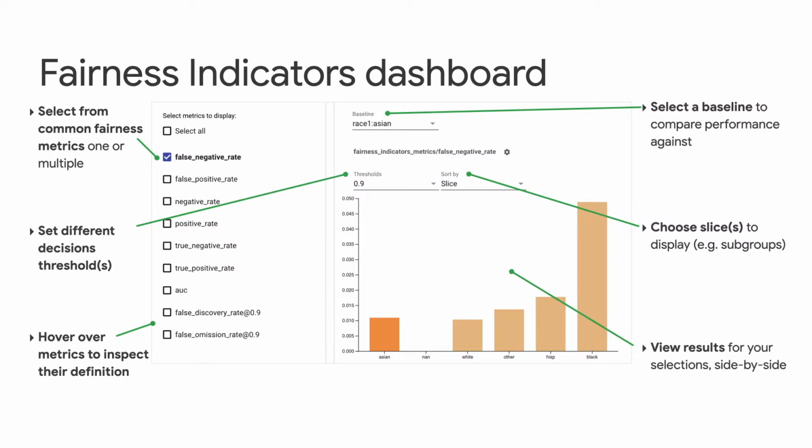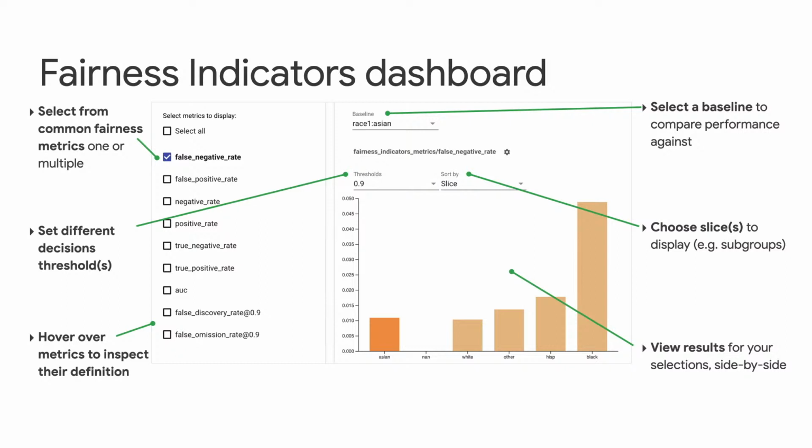Fairness Indicators can help you solve some of these challenges. First, Fairness Indicators makes it easy to zero in on the performance of your model for specific subgroups or demographics. It also comes preloaded with some of the most common fairness metrics, which means you don't have to commit to a single definition up front.